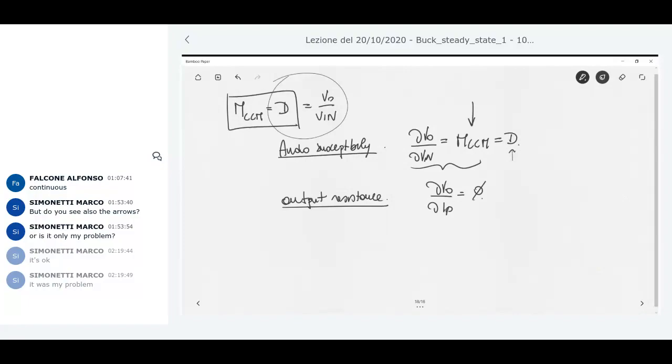Then we have the gain. The gain is defined as delta V naught in relation to the duty cycle, so the control quantity. Again this is derived from this expression, and this is the input voltage. So the gain depends on the input voltage. So it is not dimensionless. Okay, it is a voltage quantity.